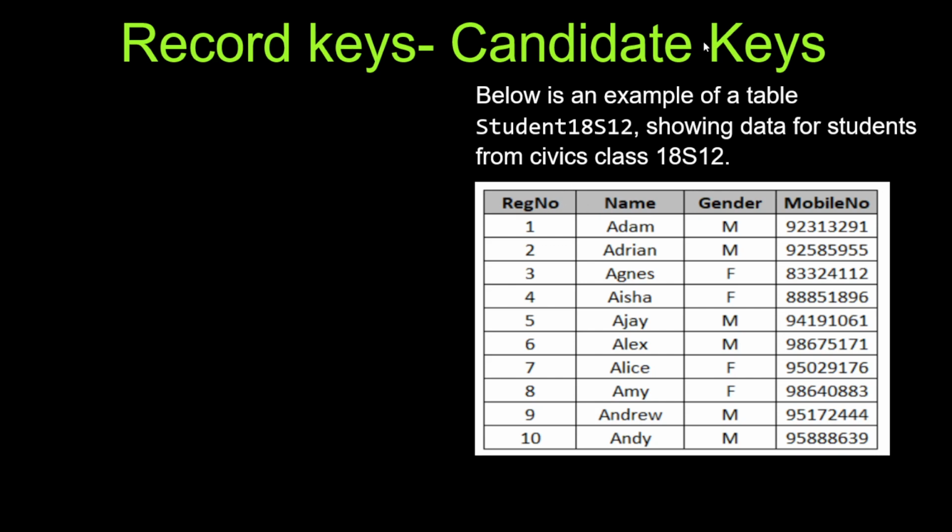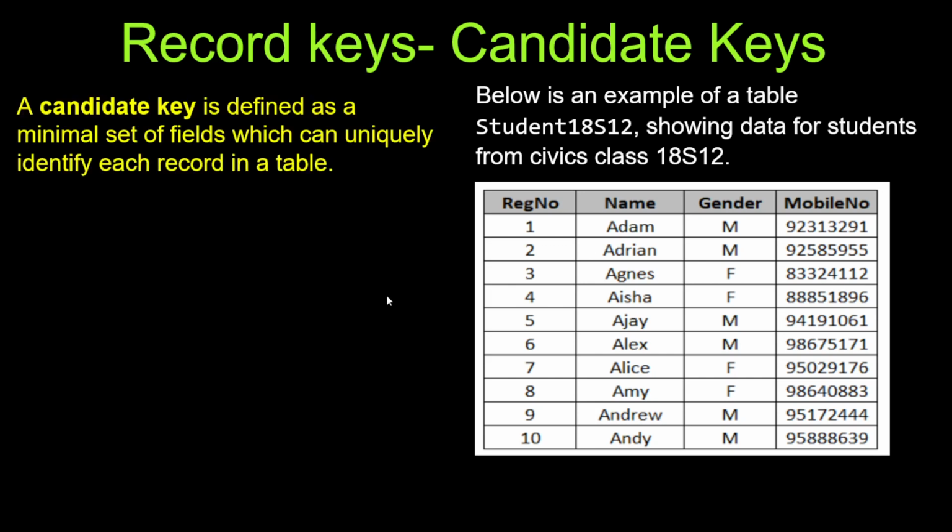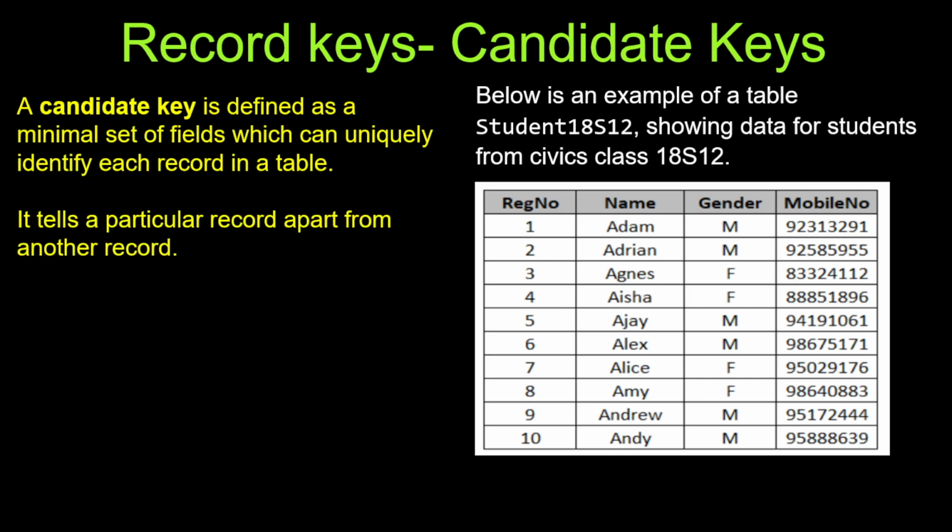So we're going to talk about candidate keys. What exactly is a candidate key? A candidate key is defined as a minimal set of fields which can uniquely identify each record in a table. It basically tells a particular record apart from another record. So when you look at that entry, you will know that this belongs to one person, this belongs to another person. You can tell them apart. A candidate key as a result cannot be empty. It cannot be null. Null basically means it's empty.